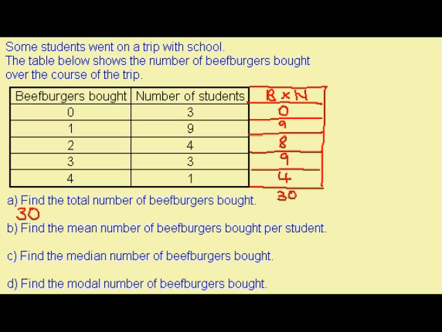Adding these up gives me 20. To find the mean, I'm going to do 30 divided by 20, which is 1.5. For the median, I know this is going to be in between the 10th and 11th numbers. Here's the first three. If I add 9, that takes me up to 12. So I know that the 10th and the 11th numbers are in this section here. They're both 1, so the median is 1. Finally, for the modal number of beef burgers, I look for the highest number here, which is 9, and that is 1 beef burger. These are the answers that you should have got.